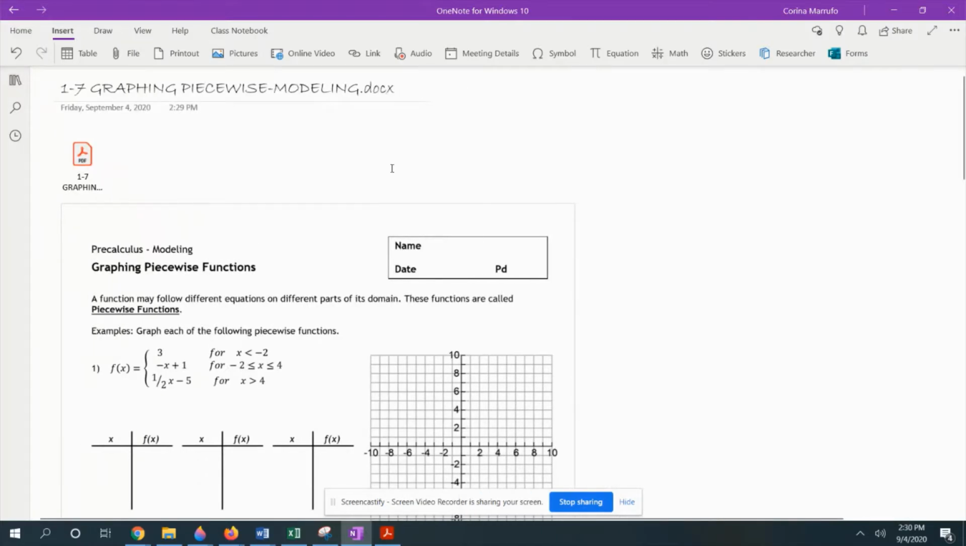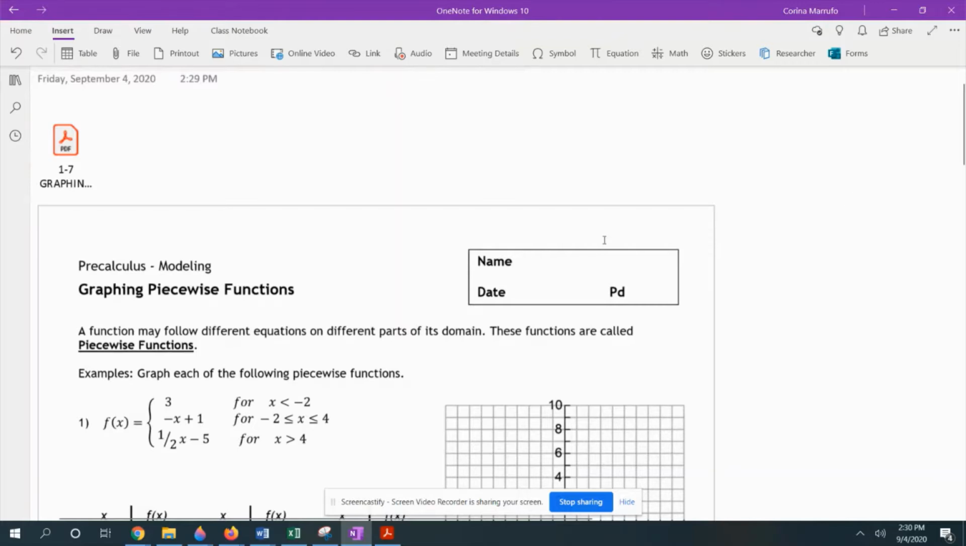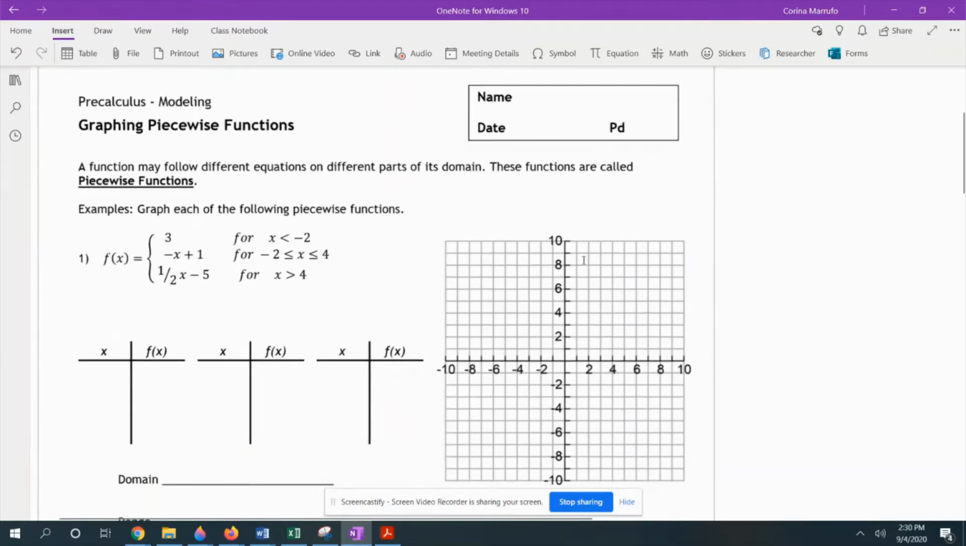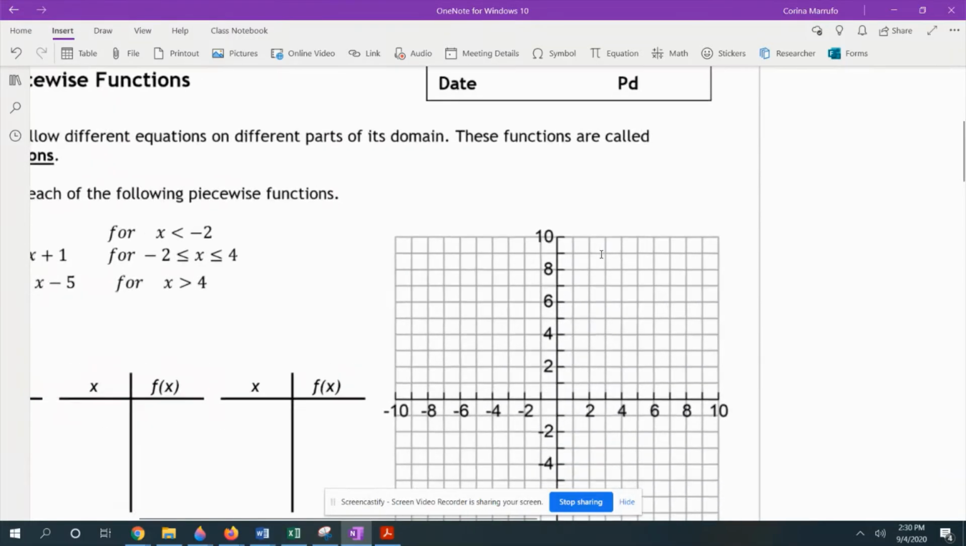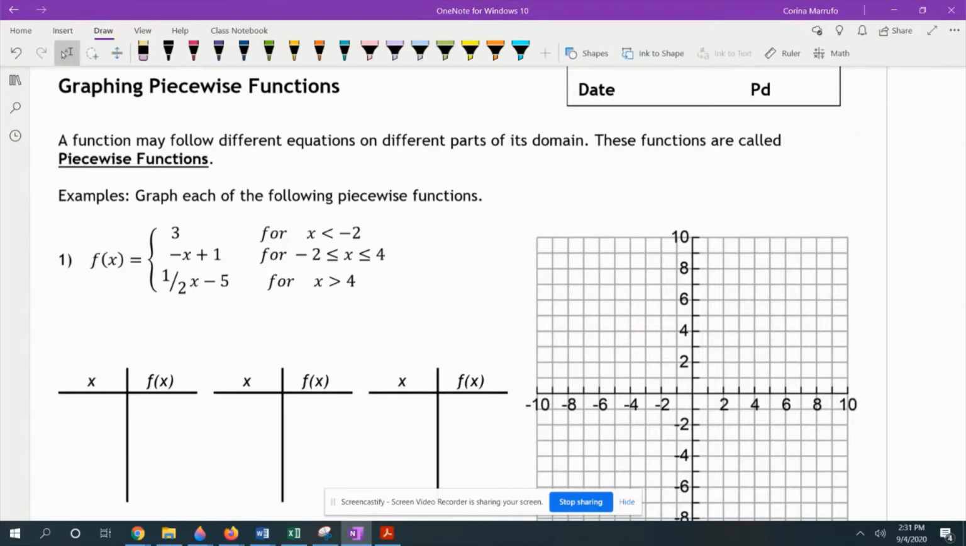All right, so we're going to be covering graphing piecewise functions next. A function may follow different equations on different parts of its domain. These functions are called piecewise functions. On here, they give us an example. They want us to graph this piecewise function, and it is made up of 3 different equations.